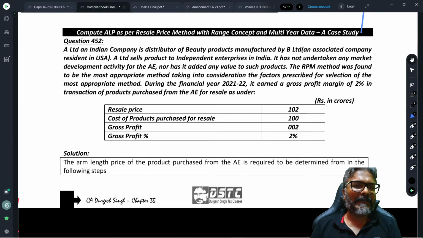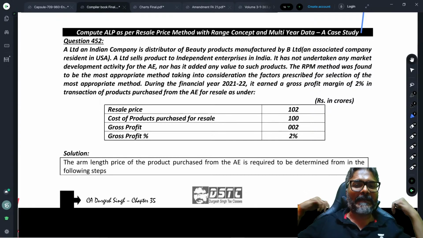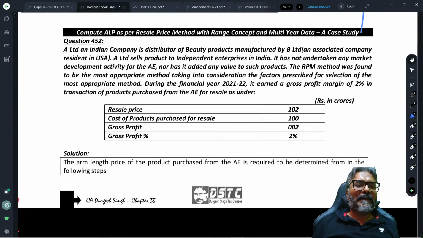So let's do one question at least. Here, A Limited, an Indian company, is distributor of beauty product manufactured by B Limited, an associated company resident in USA. A Limited sells product to independent enterprise in India, students. And further, what they have given to you is that it has not undertaken any market development activity for the associated enterprise, nor has it added any value to such products.